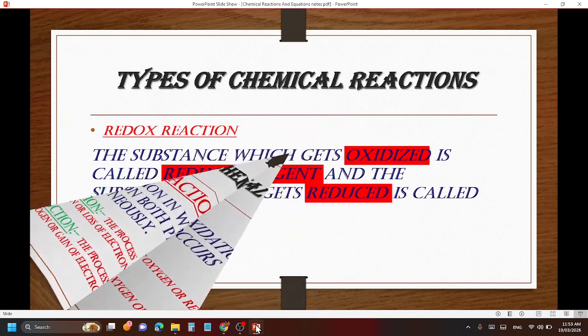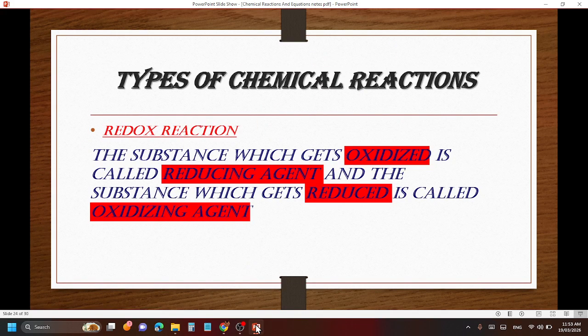Simple. Now let us move to the types of chemical reactions. Redox reaction, a most important topic. Now we have to study about the oxidation and reduction. The substance in which oxygen is added is called the oxidized substance, and the substance in which oxygen is removed is called the reduced substance.